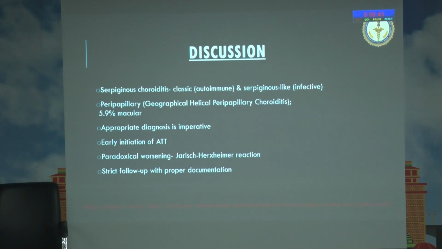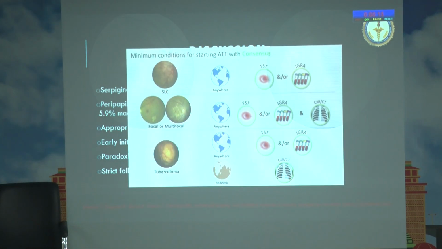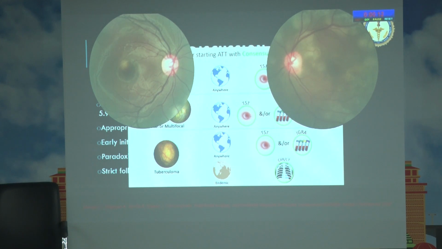So serpiginous choroiditis can be of a classical form, which is essentially autoimmune, or it can be serpiginous-like, which is infective of tubercular origin, especially in our country. So it's very important to diagnose it appropriately so that we can initiate anti-tubercular treatment as soon as possible. Needless to say, a strict follow-up, counseling the patient regarding the treatment and sticking to the anti-tubercular treatment with proper documentation is an essential key, which can help us go from a picture like this to this.